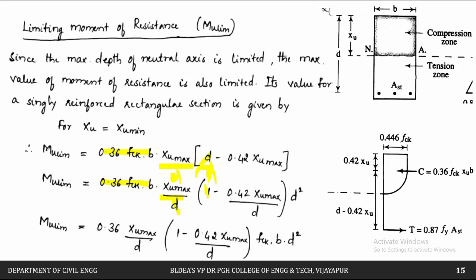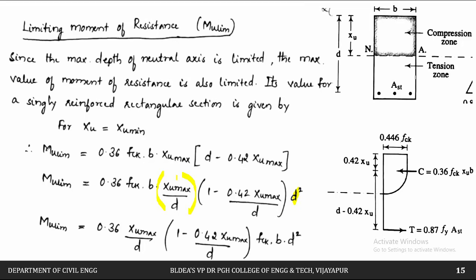Same thing like here also, this gets cancelled, this is 1 minus 0.42 Xu max by d. Then next, we have multiplied and divided by d, so you can take this d outside. So we will have that d. Therefore this will be equal to, multiply and divide means it will be d square.